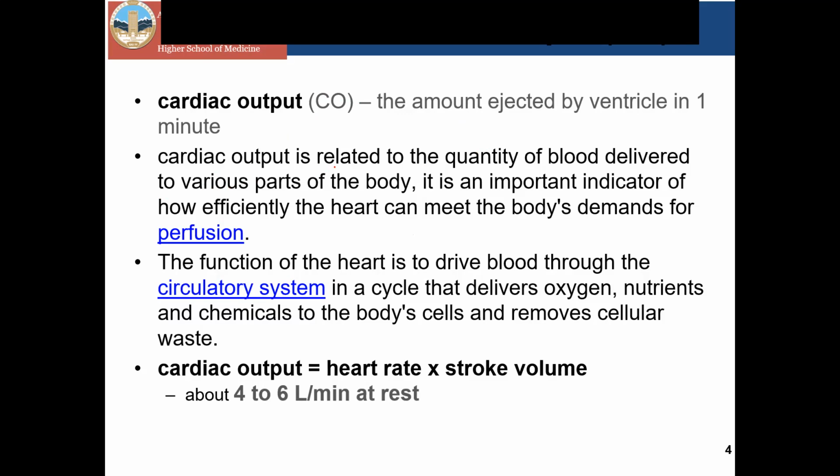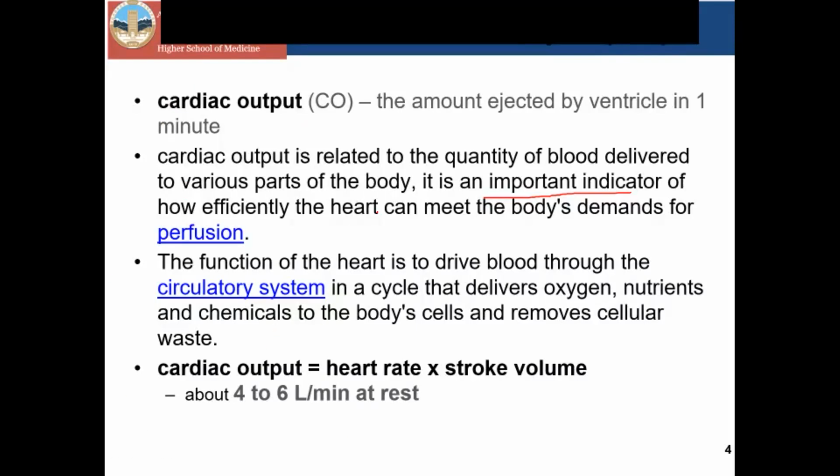Cardiac output is related to the quantity of blood delivered to various parts of the body. It is an important indicator of how efficiently the heart can meet the body's demands for perfusion. The function of the heart is to drive blood through the circulatory system, a cycle that delivers oxygen, nutrition, and chemicals to the body cells and removes cellular waste. Maybe some of you want to be cardiologists or cardiac surgeons, and this is important to know because it's directly connected with your future profession.